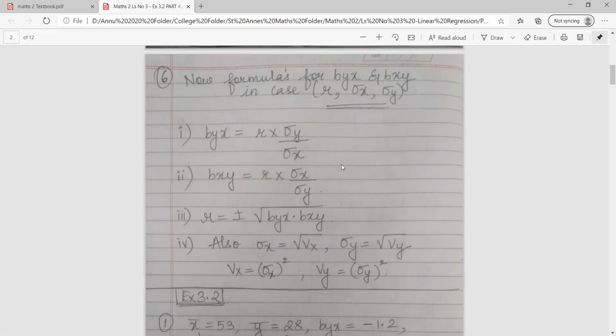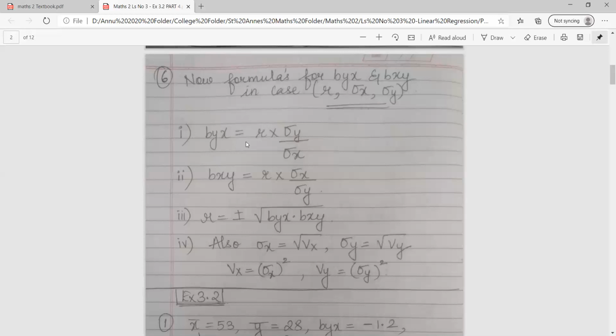So when in your question you have both the standard deviations and the coefficient of correlation, then you can find the regression coefficients like this. So what's the formula? Byx is equal to r into standard deviation y upon standard deviation x. It's very easy to remember.